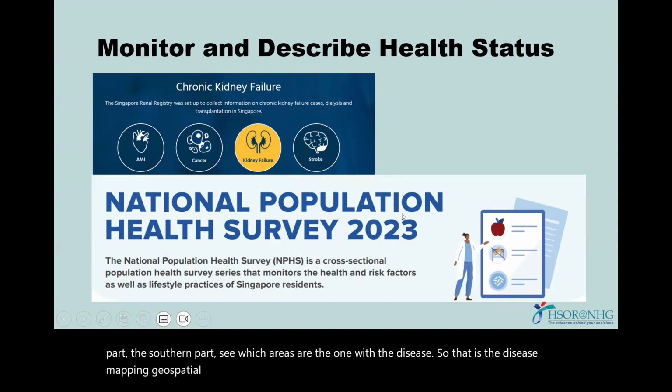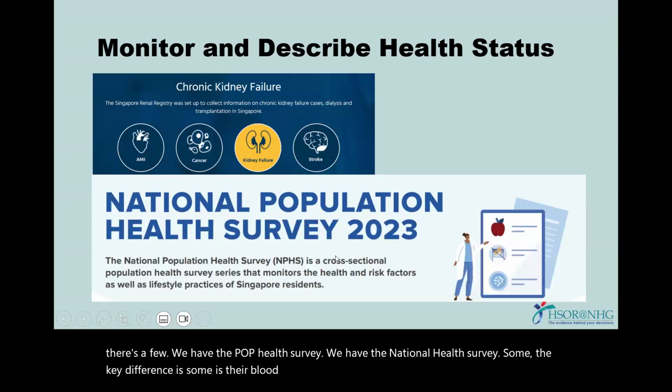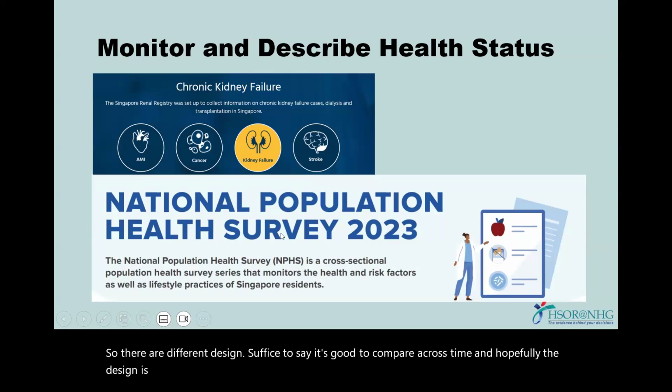Okay, anyone heard of the National Public Health Survey? Okay, there's a few. We have the Population Health Survey, we have the National Health Survey. The key difference is some involve blood tests, so they will actually do a proper one. Some is self-reported, they'll ask you questions. So there are different designs. Suffice to say, it's good to compare across time, and hopefully the design is the same. It's very difficult.